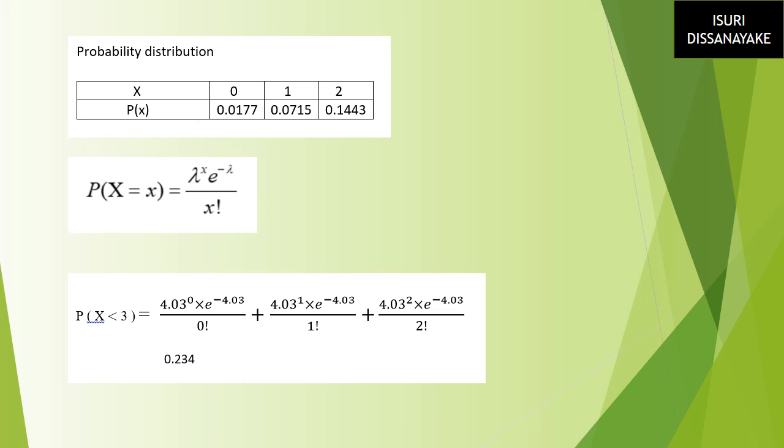0.0177. I will substitute x equals 1. My answer is 0.0715. I will substitute x equals 2. My answer is 0.1443. So the probability of x is less than 3, where the flight is overbooked, is 0.234.